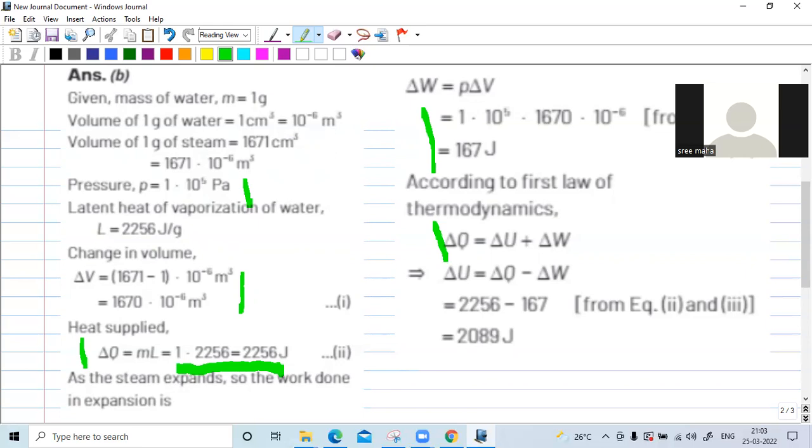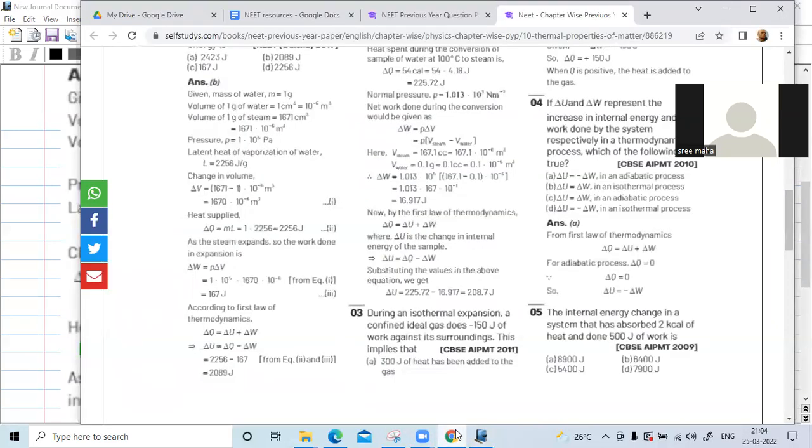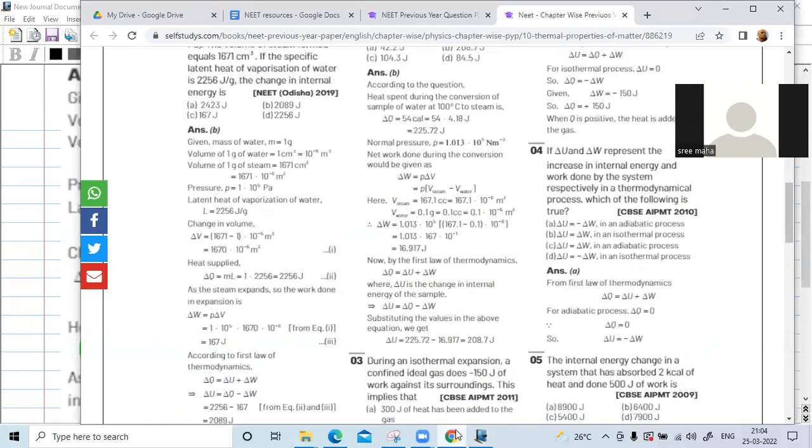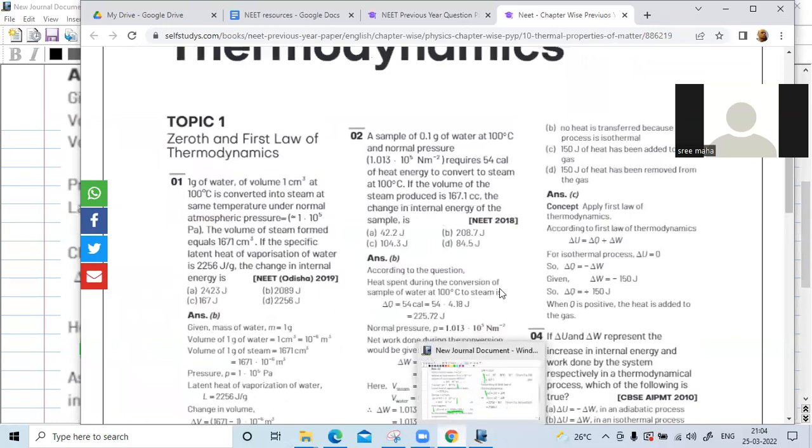That is not very clear. Because the work done P delta V is for a gas going from one state to another state, but here the thing is changing from liquid to gas. That's the tricky part, which I don't understand fully.